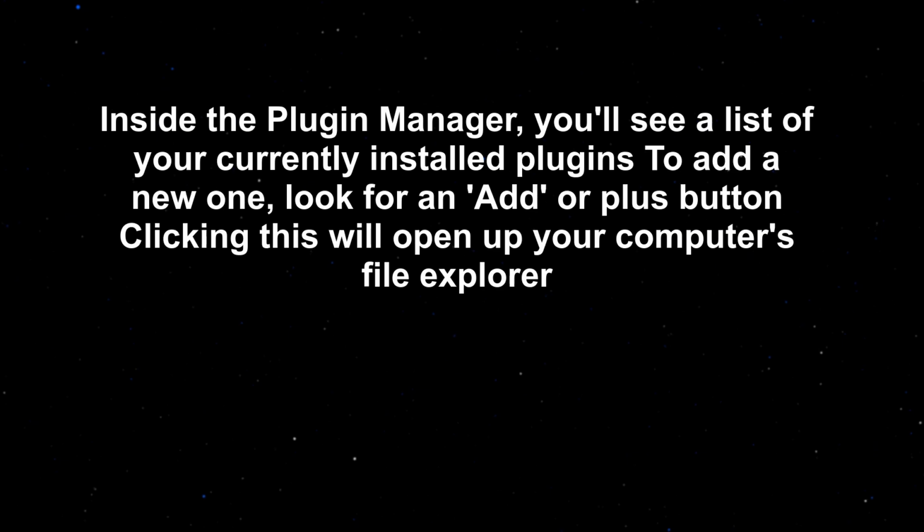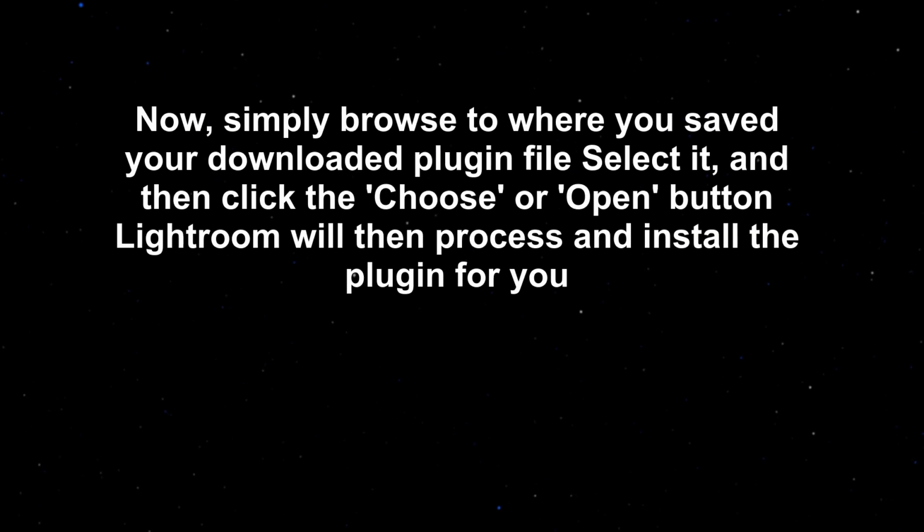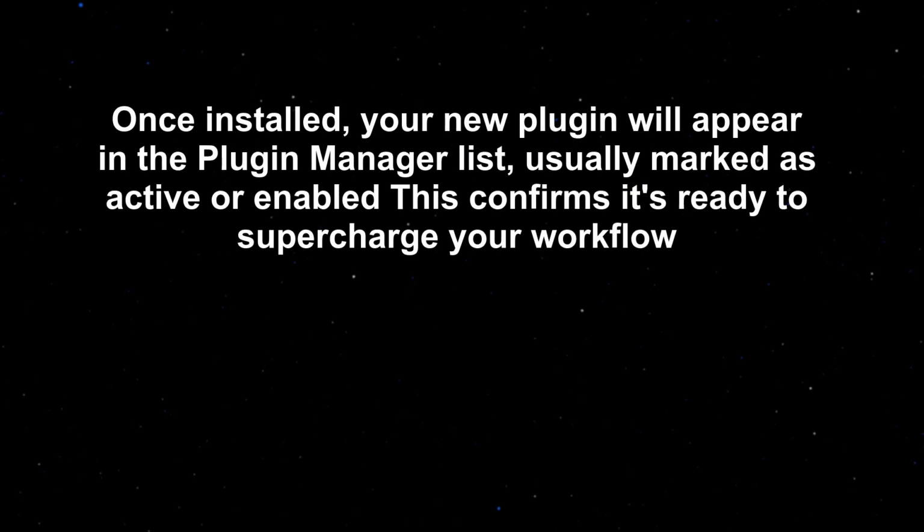Clicking this will open up your computer's File Explorer. Now, simply browse to where you saved your downloaded plugin file, select it, and then click the Choose or Open button. Lightroom will then process and install the plugin for you. Once installed, your new plugin will appear in the Plugin Manager list, usually marked as active or enabled. This confirms it's ready to supercharge your workflow.